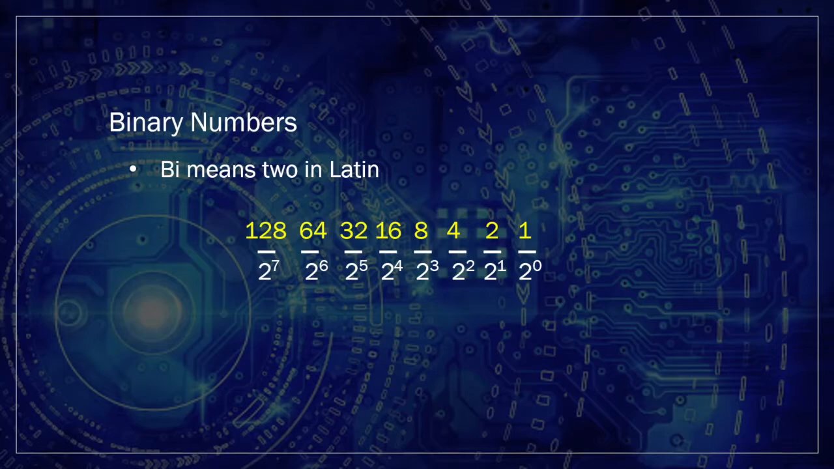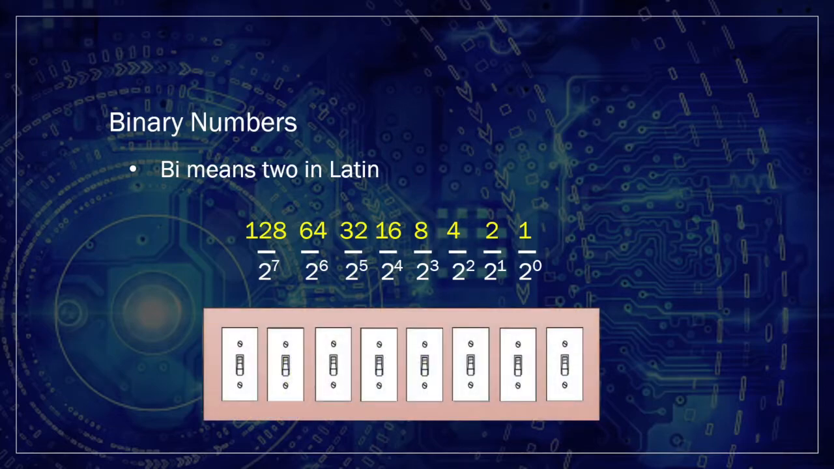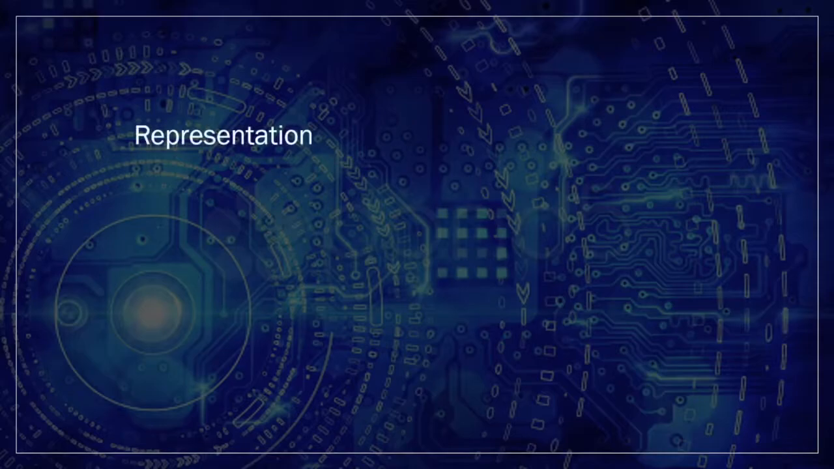The numbers that the switches show are the numbers represented by each bit in a byte. So the rightmost bit in a byte represents 1, the second rightmost bit represents 2, the third rightmost bit represents 4, and so on. Now let's take a look at how to represent binary numbers in a byte.